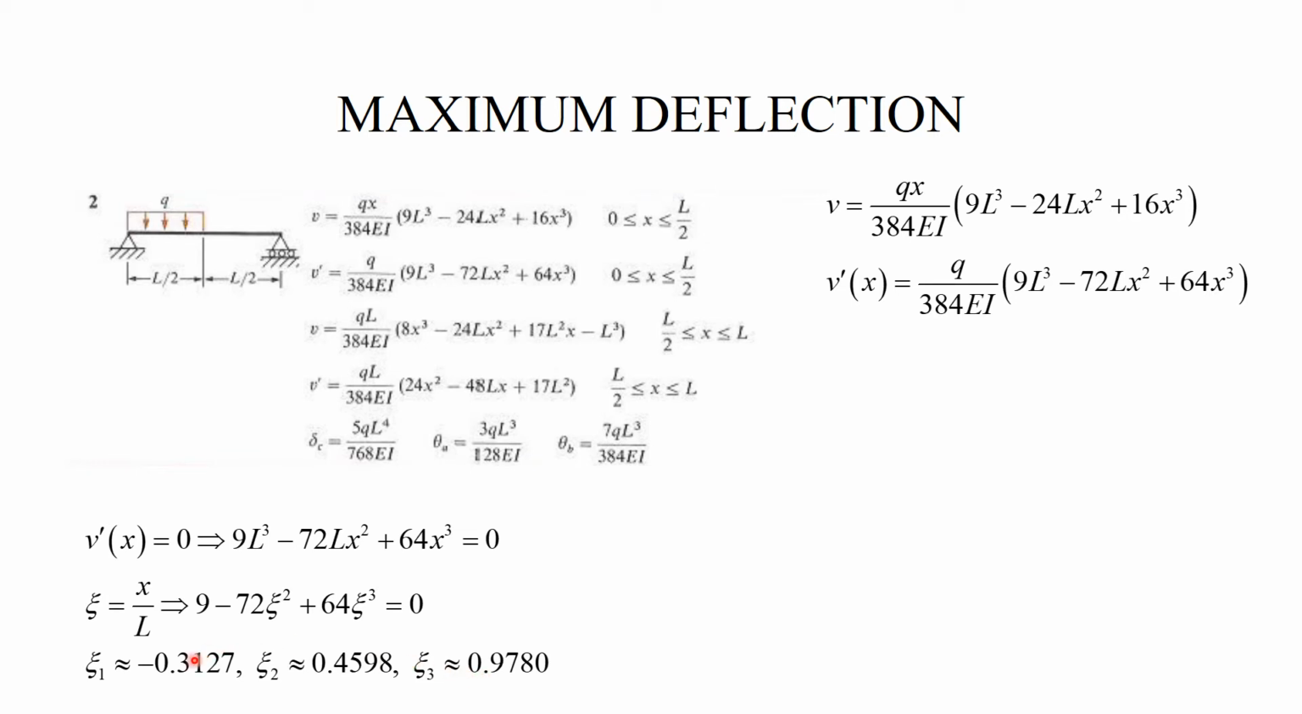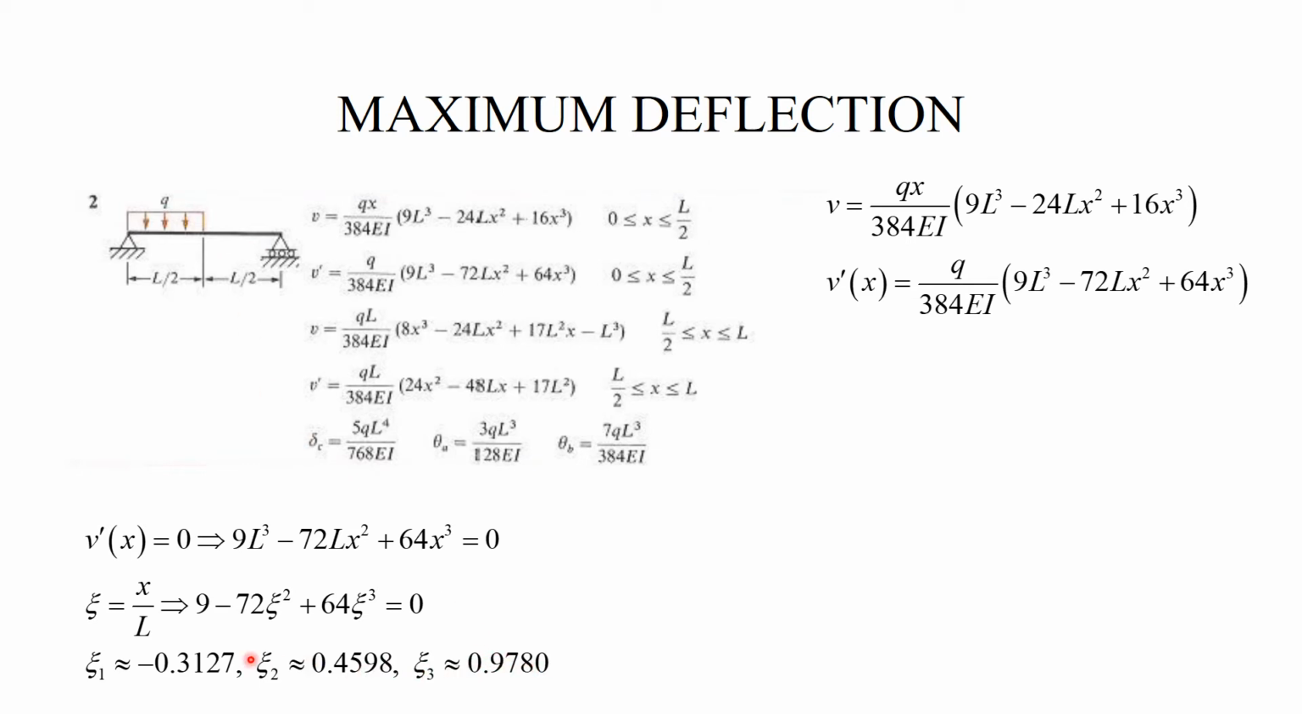If I look at this root, it is clearly unacceptable because it says that the maximum is somewhere here. I don't even have a beam here. This root implies that the maximum is at 0.978 L, which means it is here. But my equation is valid only from 0 to L over 2, so this is outside the interval.